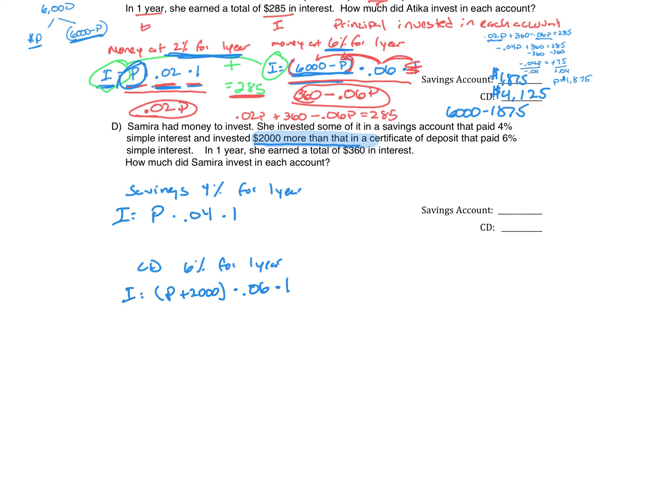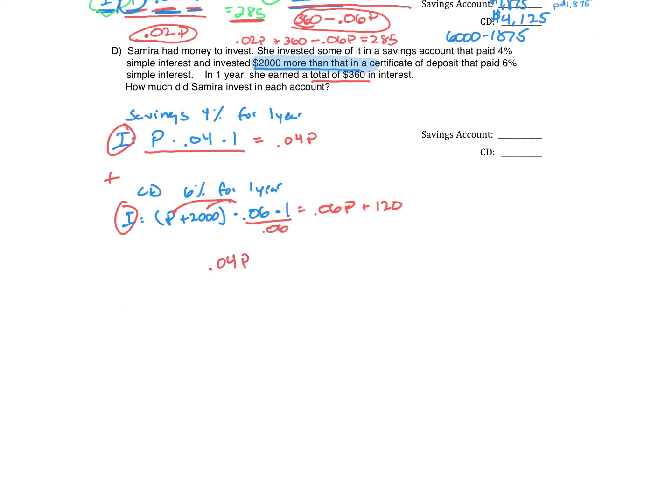Now, just like part C, we've got to simplify these. So right here, P times 0.04 times 1 just simplifies to 0.04P. This one here, 0.06 times 1 is just 0.06, and then we distribute that, and we get 0.06P plus 120, which is what 2,000 times 0.06 is. Now we know that there is a total of $360 in interest. So this interest plus this interest has to equal $360. So let's write that as our equation. 0.04P plus 0.06P plus 120 has to equal 360. These are like terms. 0.04 plus 0.06 is 0.10, so 0.10P plus 120 equals 360.